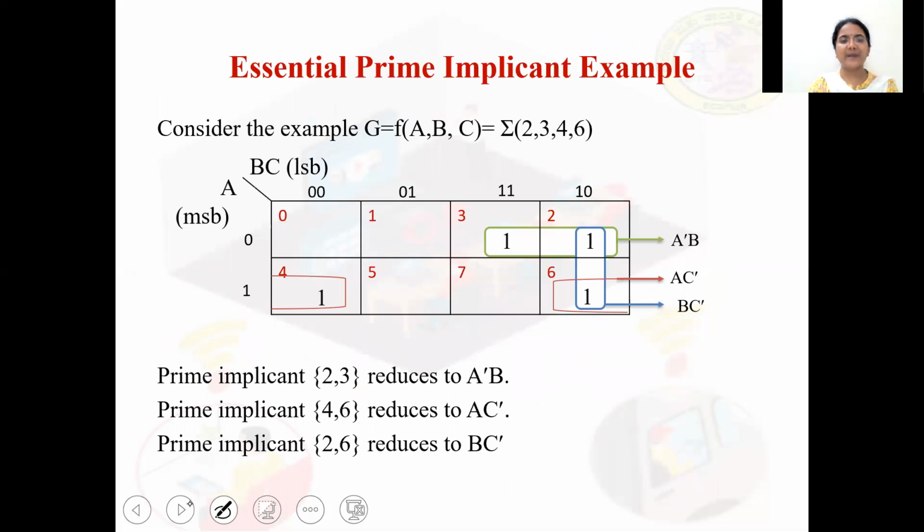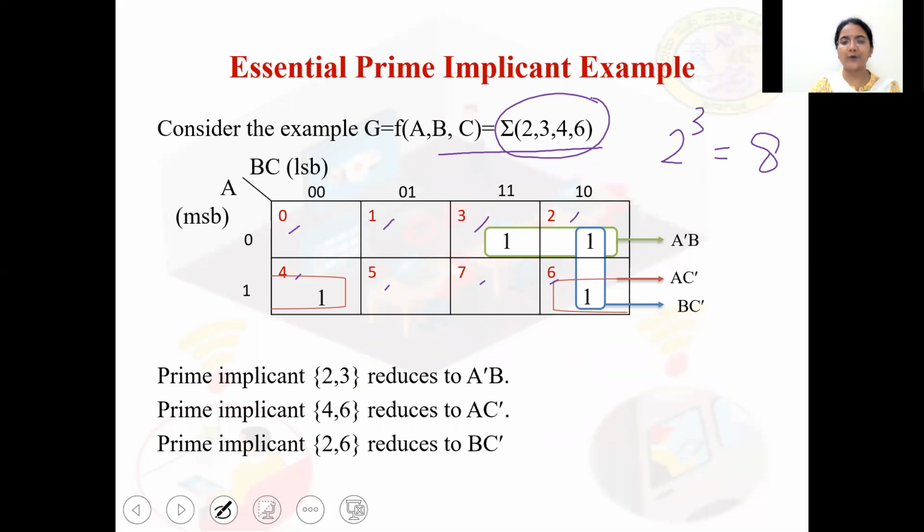Next, essential prime implicant. Consider the example G is equal to f of a comma b comma c, that is equal to summation 2, 3, 4, 6. Here A is the MSB and B, C are the LSB bits. First we have to write 2 power 3 number of cells in the K-map, that is 8 cells. After that we enter the decimal notation for each of the minterms, and then enter logic highs for 2, 3, 4, and 6.